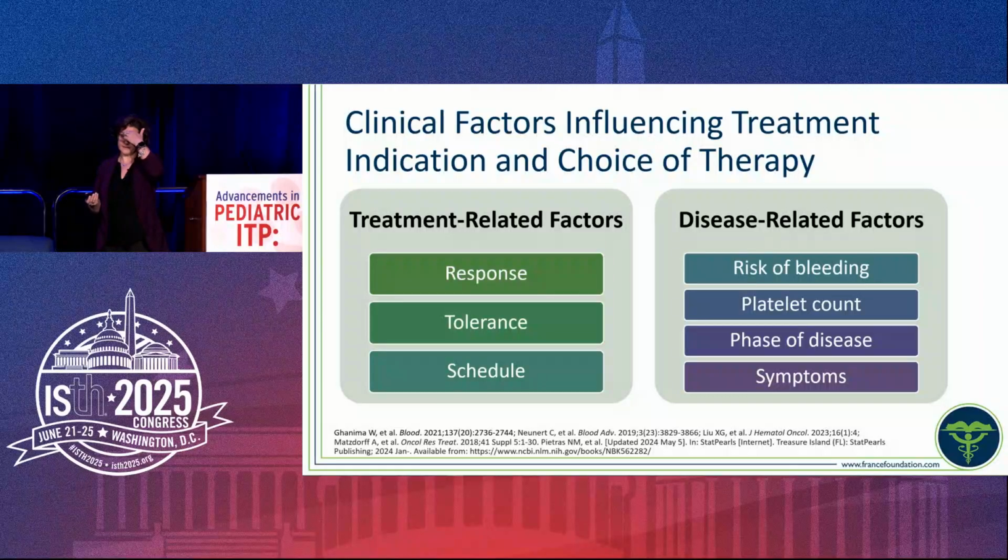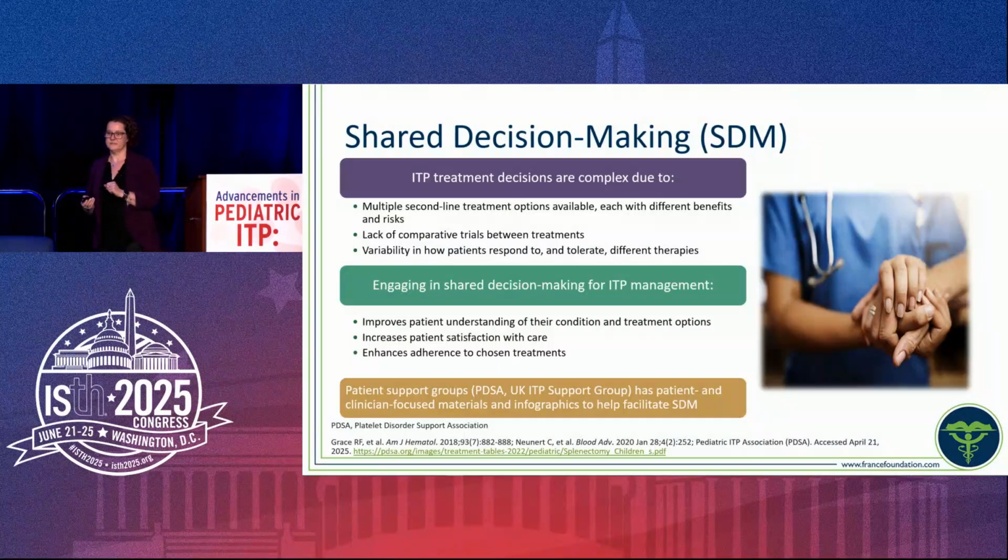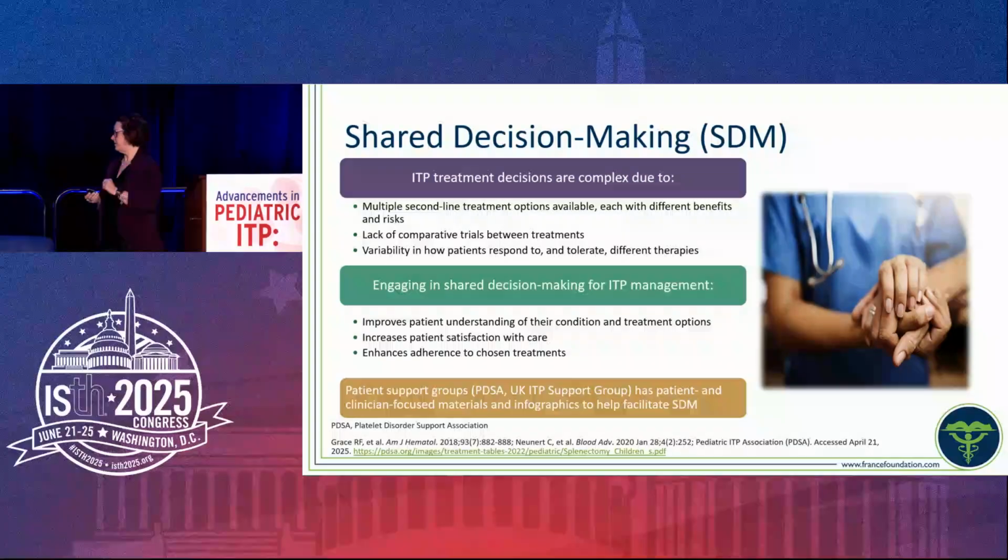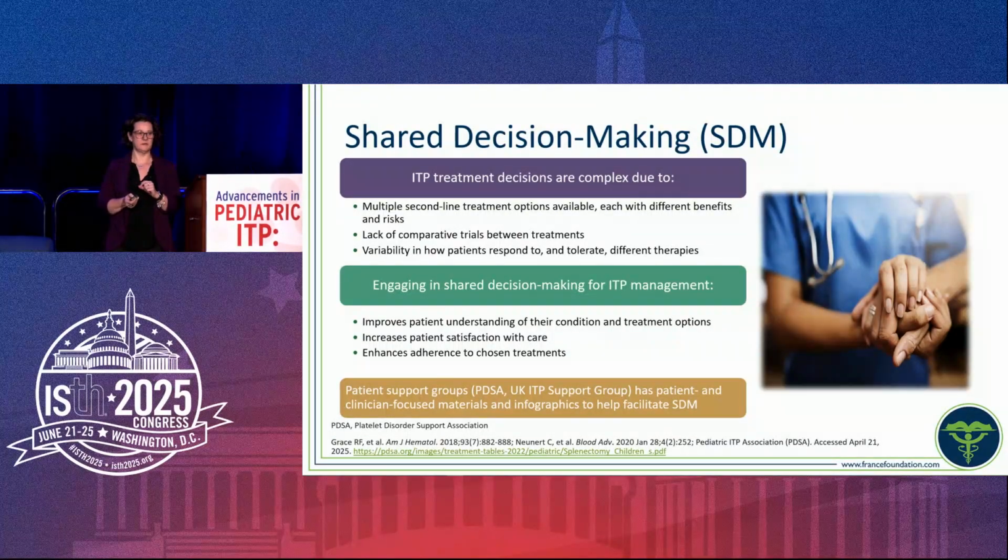Clinical factors, of course, response, tolerance and the schedule of the drug. Some of my patients choose romiplostim because it's once a week, or they choose a TPO-RA because they just want to take one medicine once a day. And then, of course, we worry about risk of bleeding and exactly what the platelet count is, because maybe those patients who have the lowest platelet counts are a little bit more refractory if they have unmeasurable counts. And so I'll just argue again for this shared decision-making model, because ITP treatment is complex, and we really need our patients to be engaged in that decision-making.